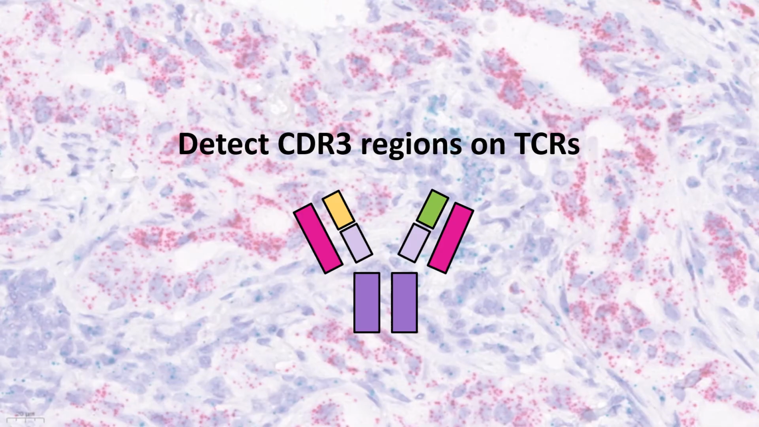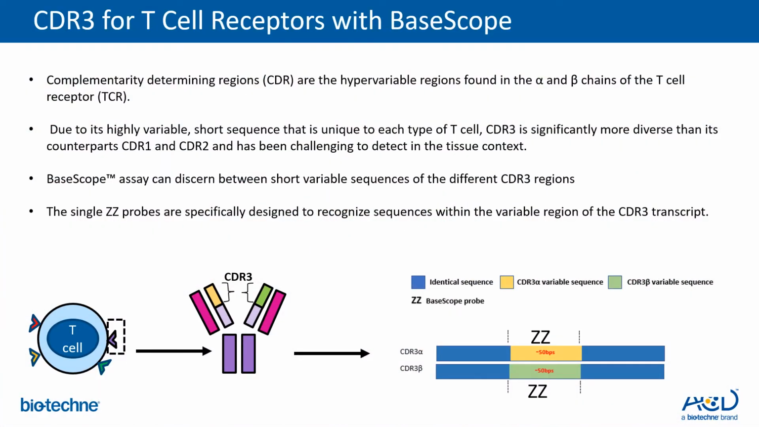So another very interesting application of the RNAscope technology is detection of specific T cell clones using the BaseScope assay. The BaseScope assay, as I mentioned, is for targets that are really short, between 50 to 300 nucleotides. One of these targets is the CDR3 regions on your T cell receptors. These are regions that are unique to subpopulations of T cells. And in the current environment, where we see a lot of engineered T cell therapies being developed, identifying these CDR3 regions on T cells is extremely vital.